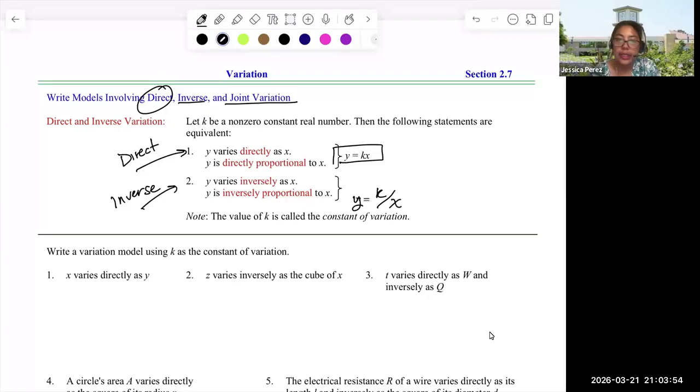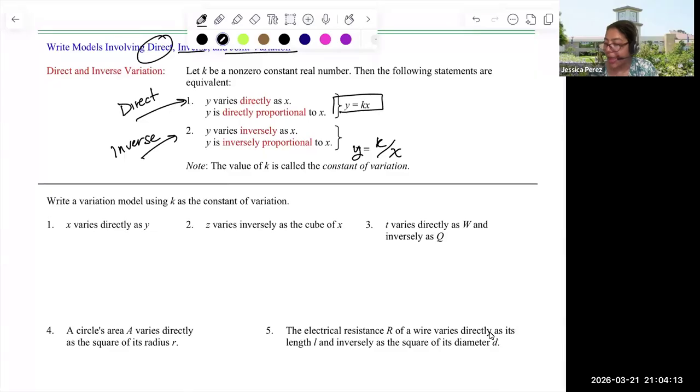So we're going to create a variation model using a constant of variation. We're going to do some examples, and we are going to be using that verbiage, directly proportional or directly as x or inversely as x. So let's look at question 1. X varies directly as y. So it looks pretty much like the first statement, but now it says x varies directly as y, so it's x equal k times y.